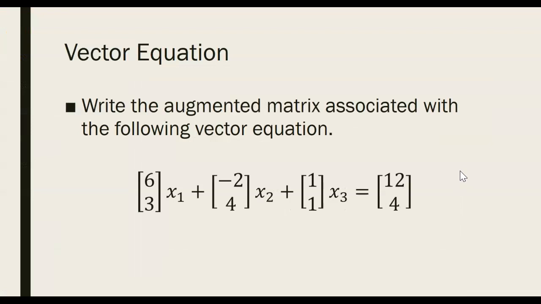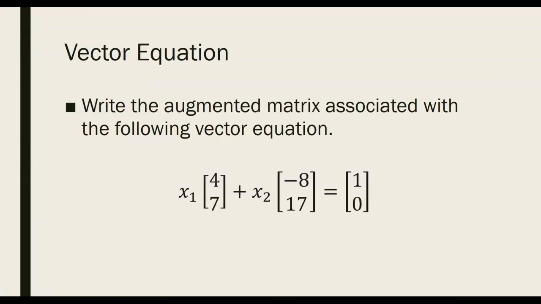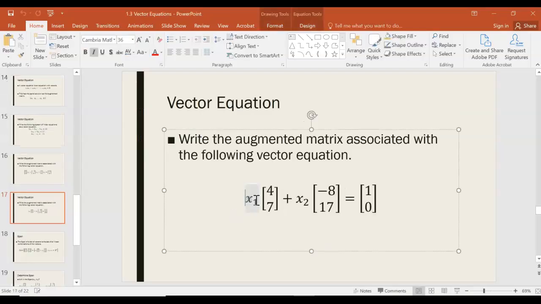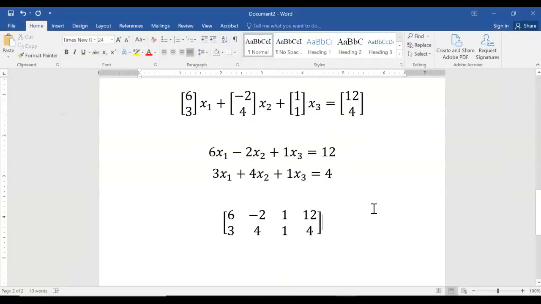So I want you to try one more of those. This time, I've written the x1 and the x2 in front of the vectors. And this time, I want you to just write down the augmented matrix without having to write down the system of linear equations. In other words, don't write down that middle step. All right, hopefully you've done that. Push pause on the video if you haven't.